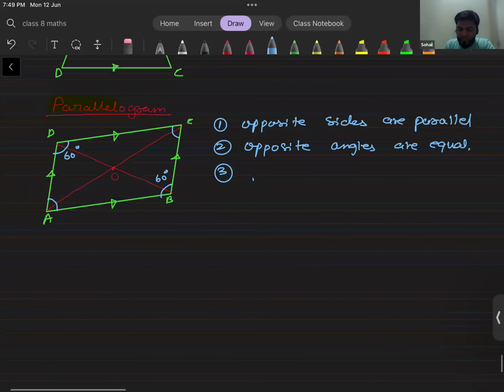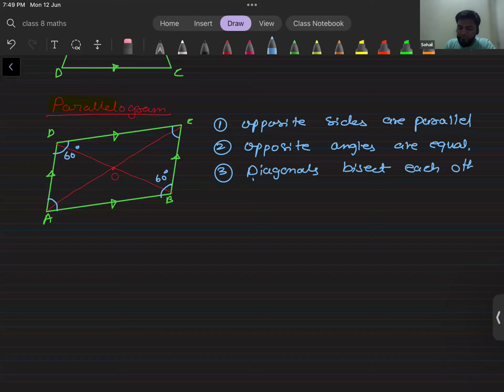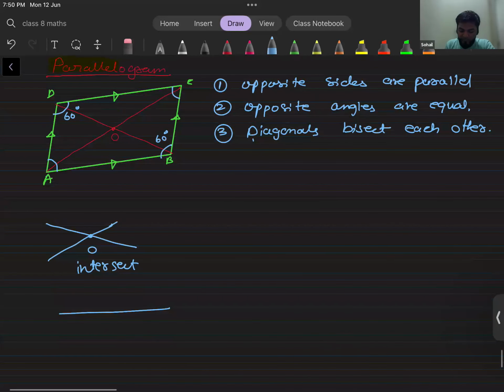Now, you guys tell me what is the difference between bisect and intersect? Diagonals bisect each other. So see here, if two lines simply cross each other at a point, that's called intersect, right? Yes, sir. And bisect: let's say you have got a line here and a line falling on it, or a line divides it equally into two halves.